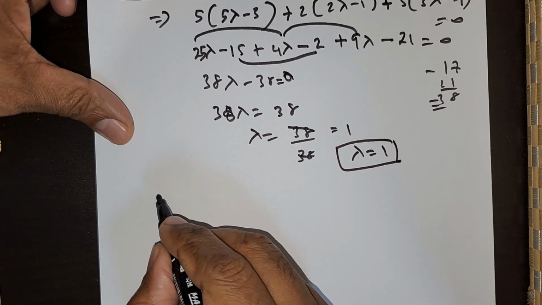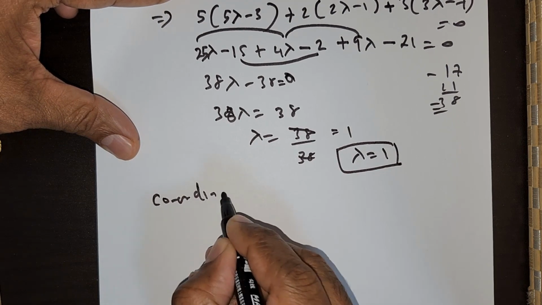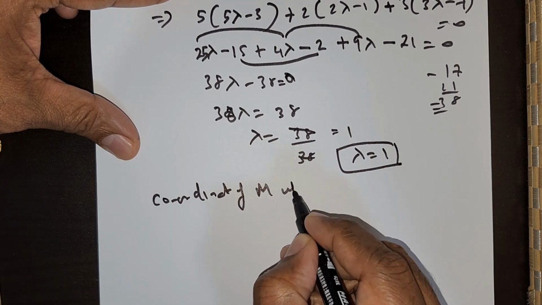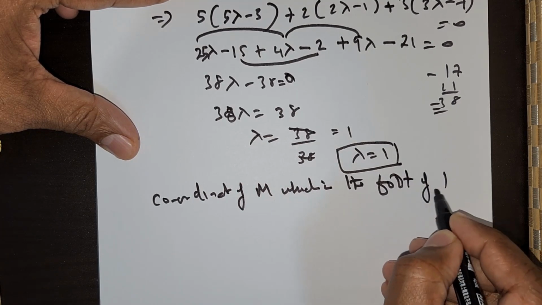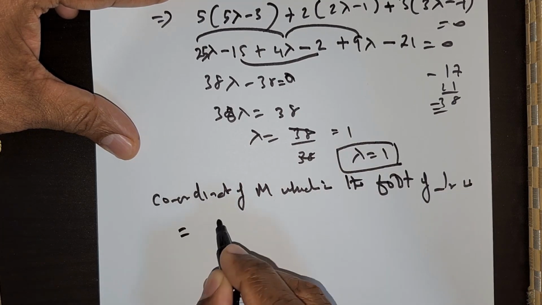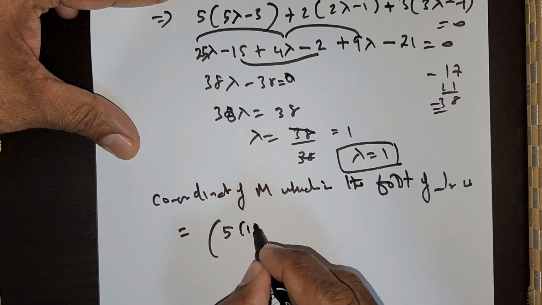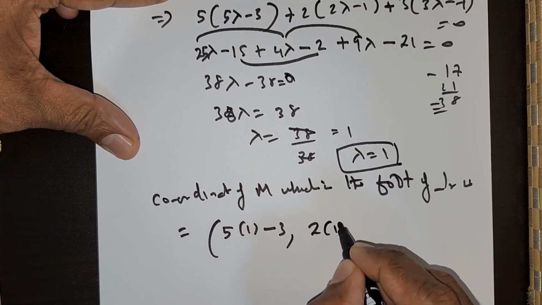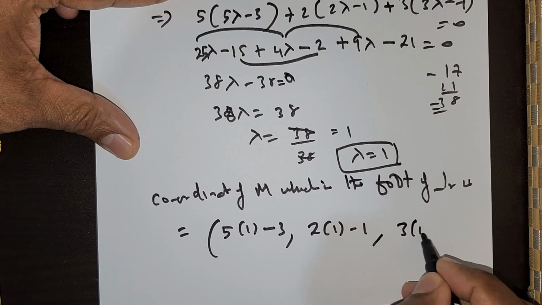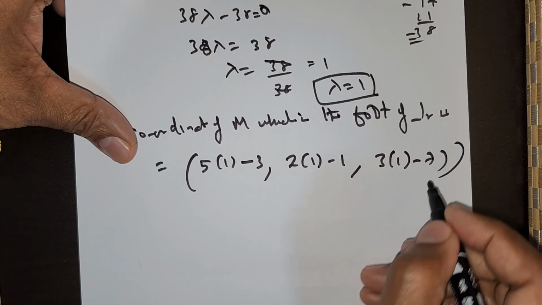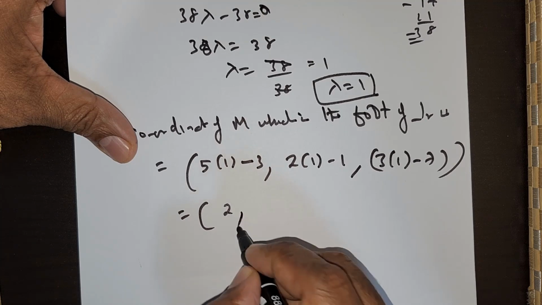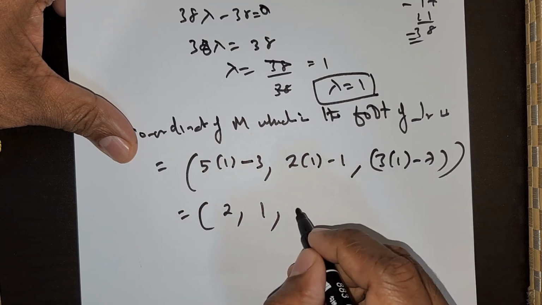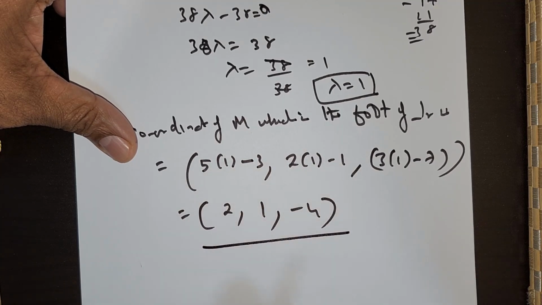That would mean the coordinates of M, which is the foot of the perpendicular, are 5(1) − 3, 2(1) + 1, 3(1) − 4. So this is equal to (2, 3, −1). So this is the solution for this question.